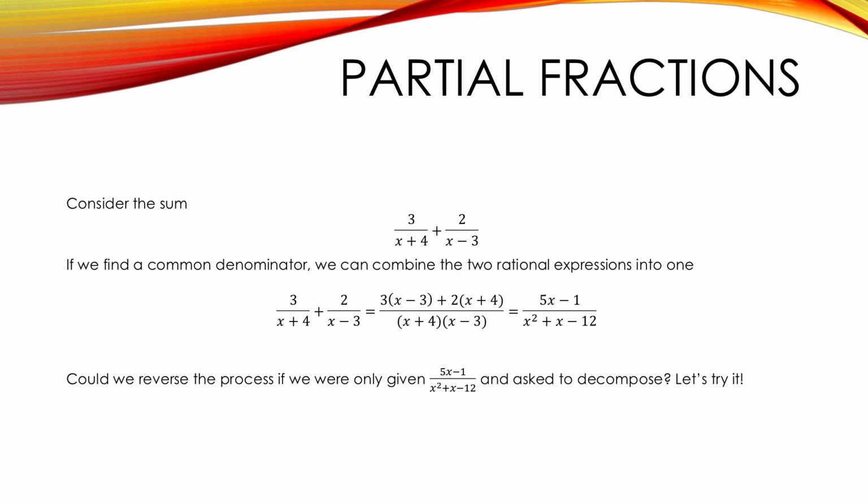And what we would do then is multiply the 3 over x plus 4 by x minus 3 over x minus 3, and multiply the 2 over x minus 3 by x plus 4 over x plus 4. That means we end up right here with 2 times the x plus 4 in the second half and 3 times x minus 3 in the first half, all over x plus 4 times x minus 3. When we combine like terms, we get 3x plus 2x is 5x, and negative 9 plus 8 gives us negative 1.